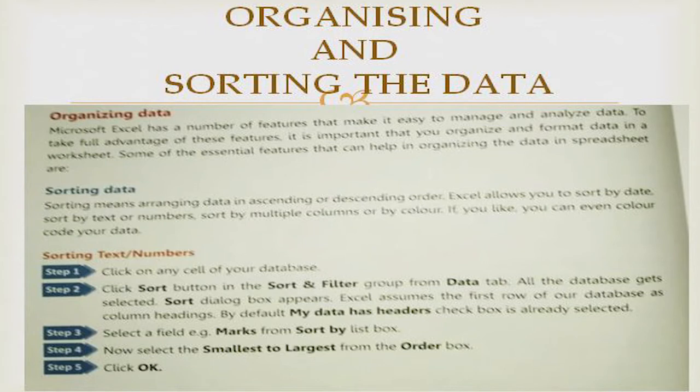Sort dialog box appears. Excel assumes that the first row of your database is column headings by default. My data has headers check box is already checked. Select a field, for example marks. Now select smallest to largest from the order box. Click OK. Now have a look at the video to get a clear view of what sorting is.